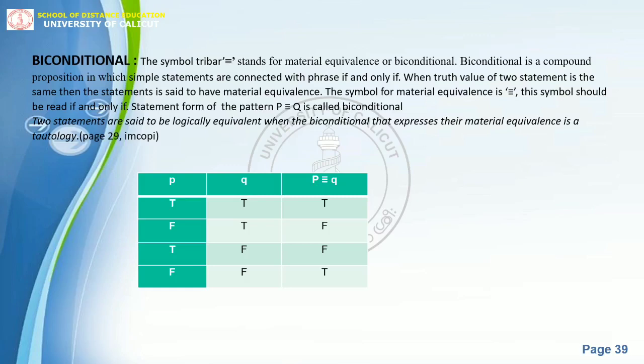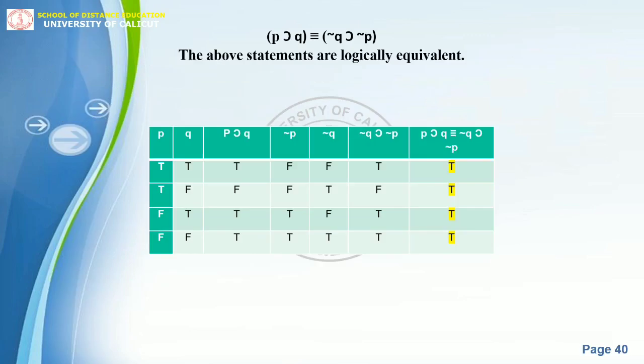So two statements are said to be logically equivalent when the biconditional that expresses their material equivalence is a tautology. So the following truth table displays the biconditional. Now here we can check whether two statements are logically equivalent or not.